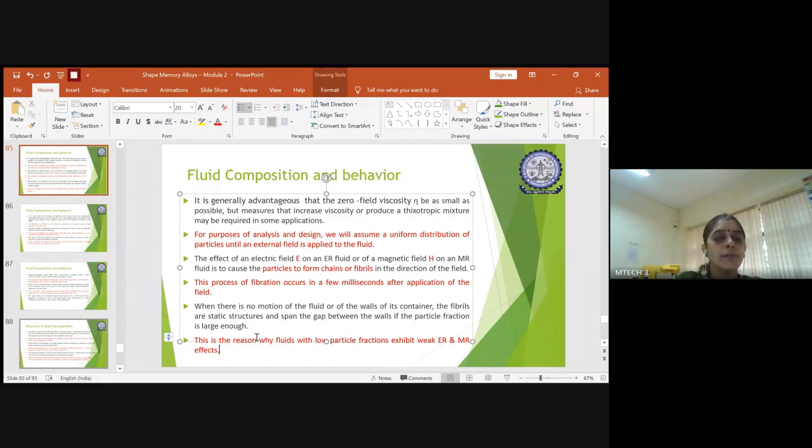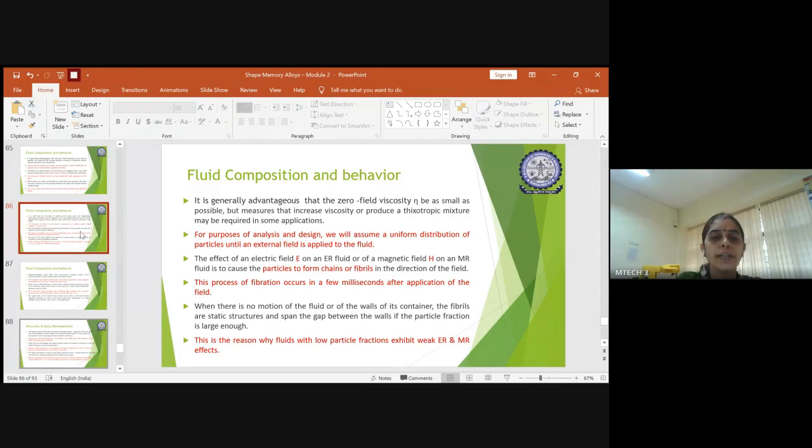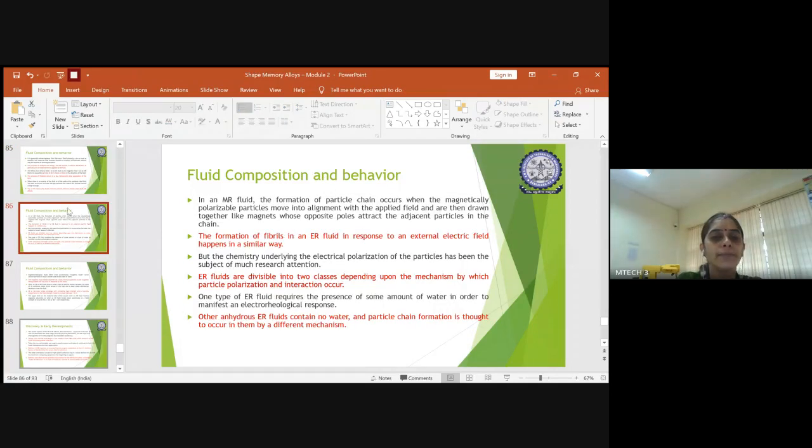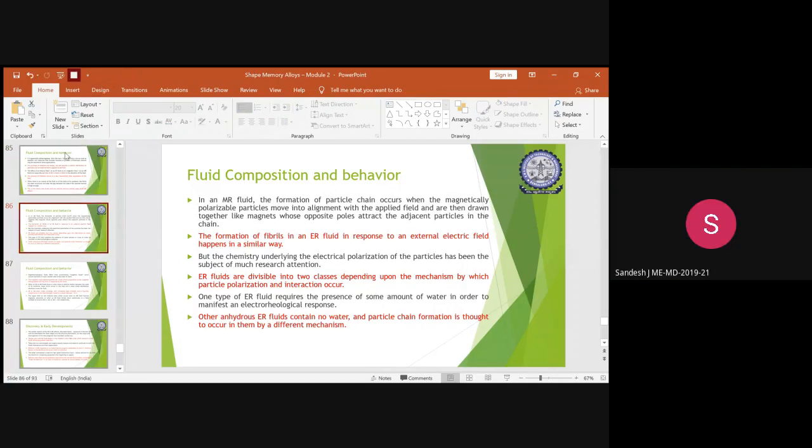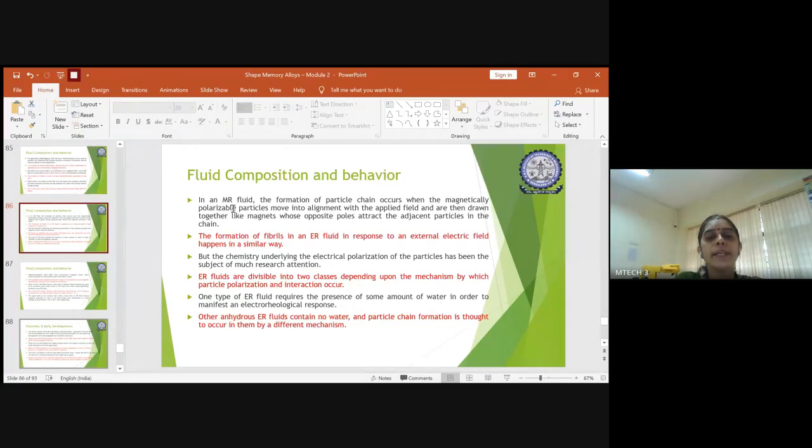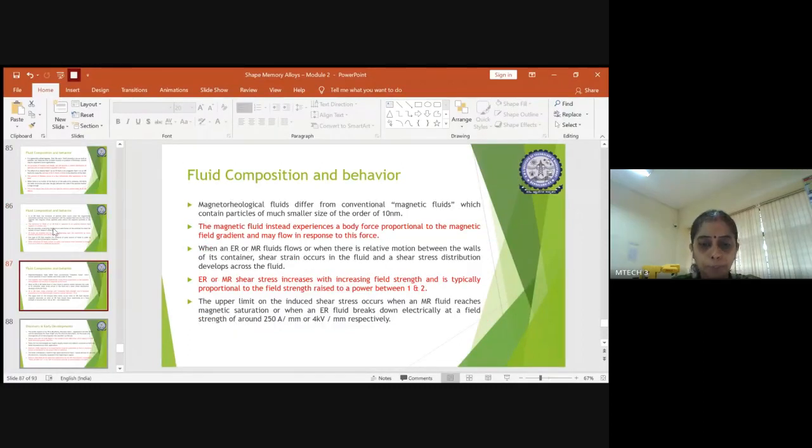So this is what you have to understand. Hope this is clear until now, the fluid combinations. Yes, ma'am. Okay, so in the next class, we'll be dealing with a few more slides, two more slides related to the fluid composition.